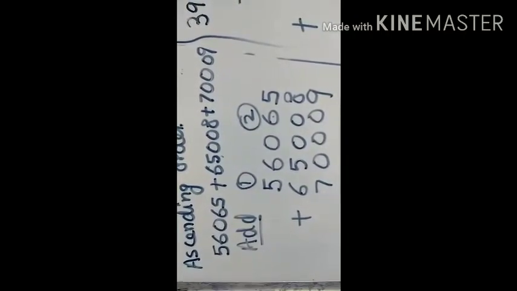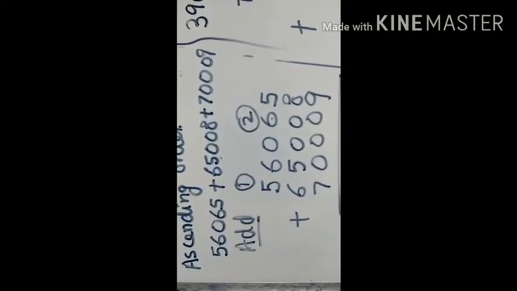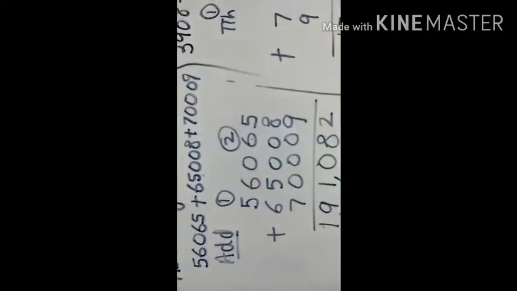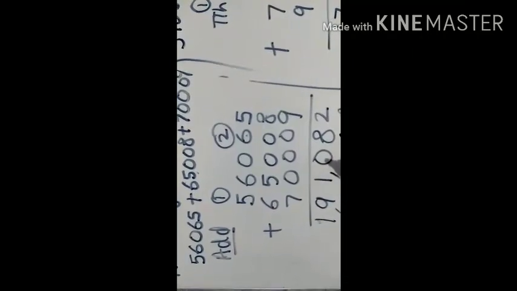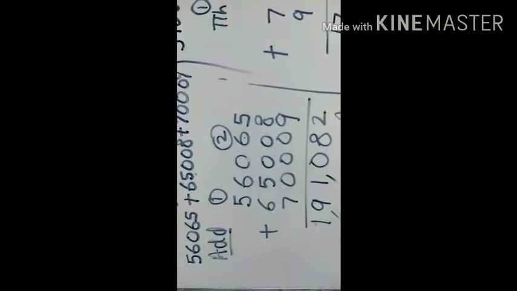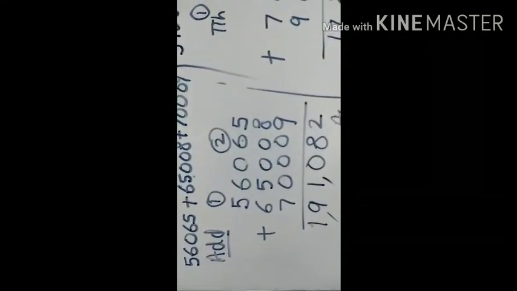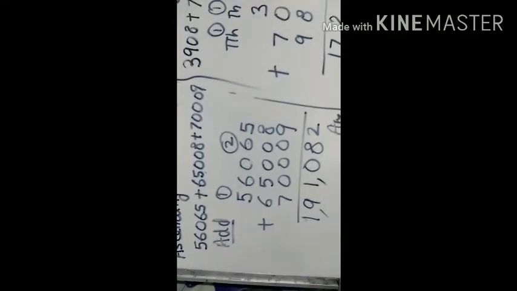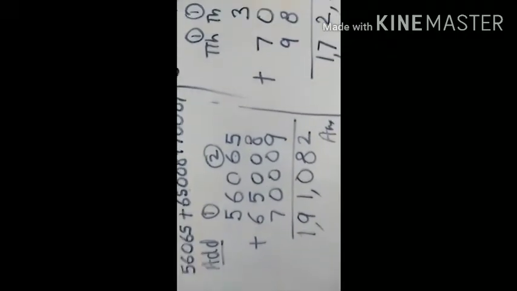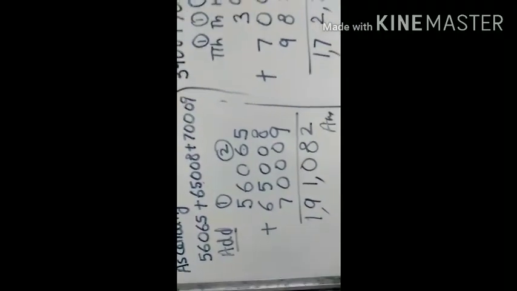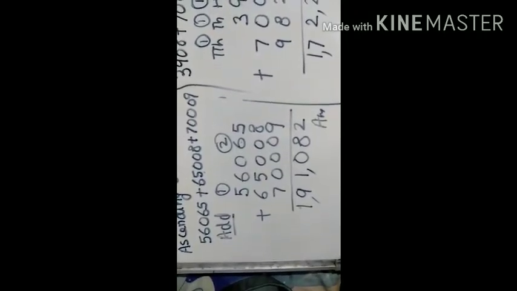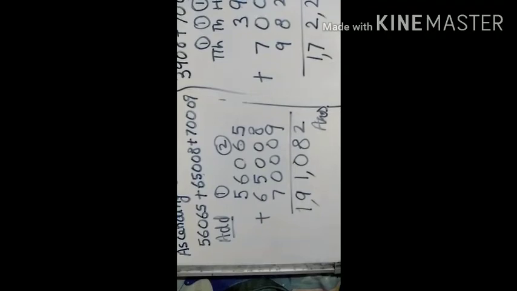So 5 plus 8 plus 9 is how much? First say what is 5 plus 8? 5 plus 8 is 13. 13 plus 9 is 22. So write here 2 and we are carrying 2. 2 plus 6 is how much? 8. We have written 8 here. 0 plus 0 plus 0, that is 0. 6 plus 5 is 11. 1 here, 1 carry. 5 plus 1, 6. 6 plus 6, 12. 12 plus 7, 19. So the answer will be 1,91,082. Note down the answer, and this way we have completed exercise 4A.